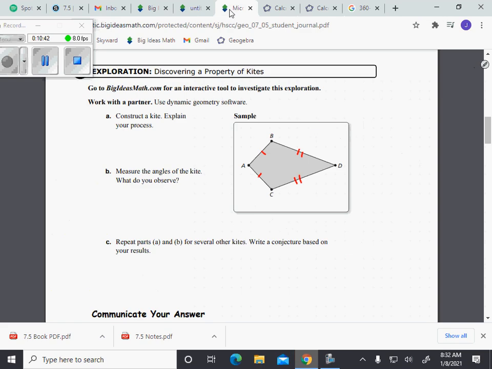Let's see, what does the question ask us? Measure the angles, what do you observe? Well, talk about it. Write a conjecture. What conjecture can we come up with?